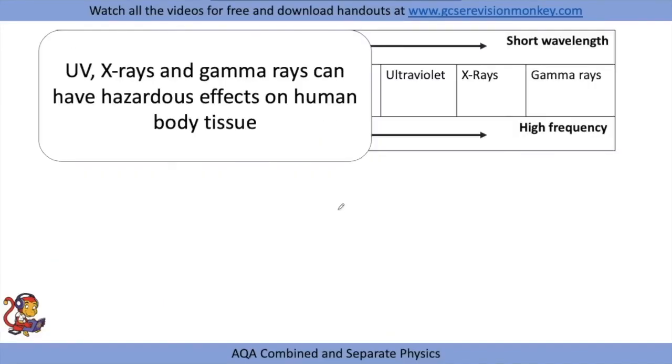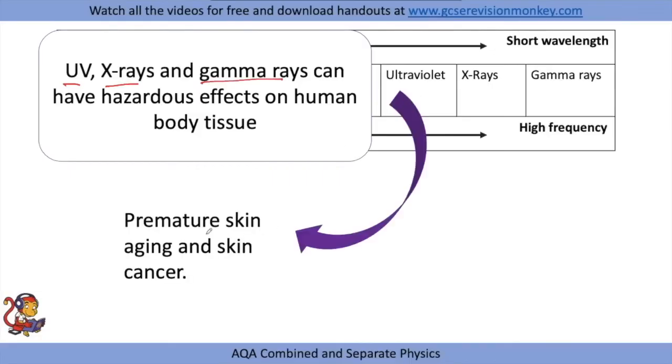The high frequency, short wavelength, high energy end of the spectrum can have hazardous effects on human body tissue. So these are UV, X-rays, and gamma rays. For example, ultraviolet light can prematurely age the skin and cause skin cancer. And it's important in the exam, if you're talking about ultraviolet, that you link this directly to skin cancer and not just generally write cancer.